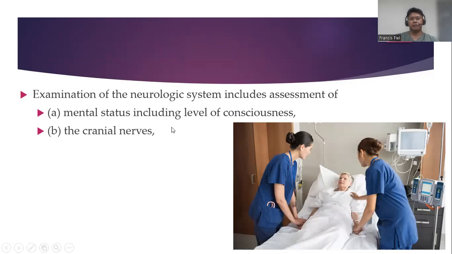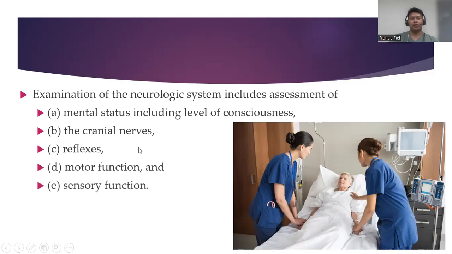So we have 12 cranial nerves, no? So mamaya we will check, or we will see if memorize nyo pa yung mga cranial nerves na yan. Right? We have our reflexes, then we have motor function and sensory function. So those are the 5 examinations or assessments that will be done, para sa neurologic system. So we have mental status, cranial nerves, reflexes, motor function, and sensory function.